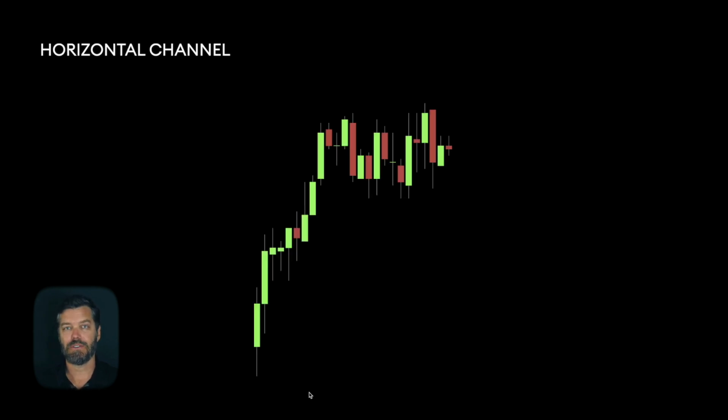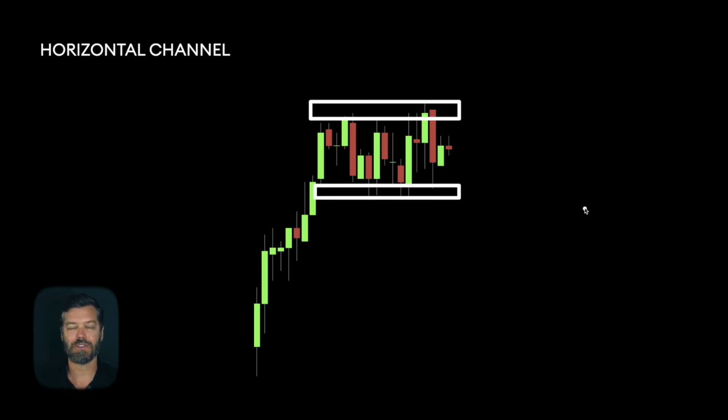Finally, we have the horizontal channel, also known as a range-bound market. In this variation, the top side forms consistent highs, creating a horizontal resistance level, while the bottom side forms consistent lows, establishing a horizontal support level. The price moves sideways between these 2 parallel levels.